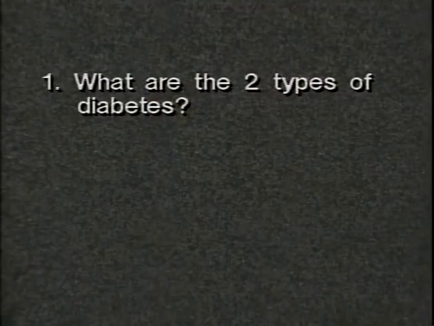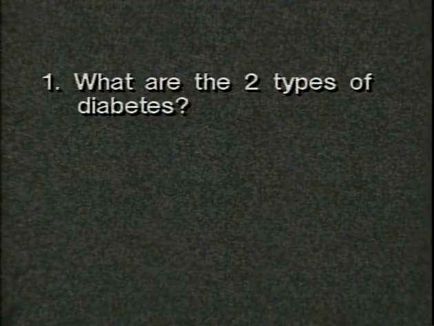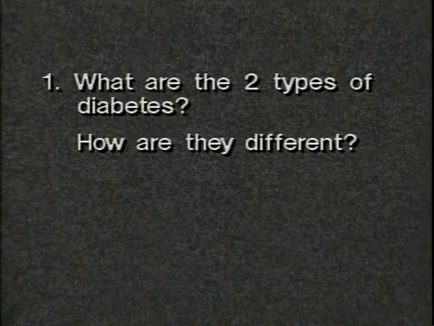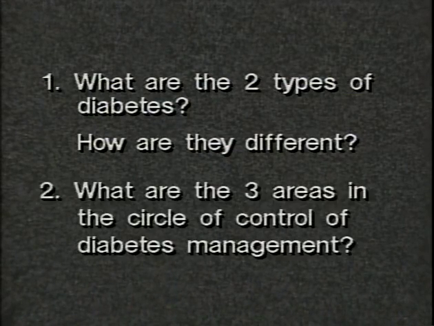Let's take a break and discuss what we've learned. What are the 2 types of diabetes? How are they different? What are the 3 areas in the circle of control of diabetes management?